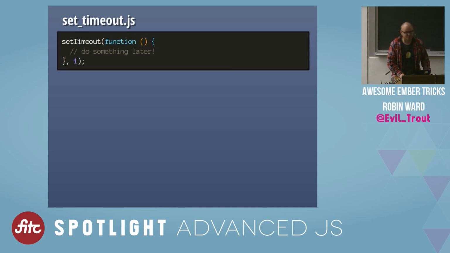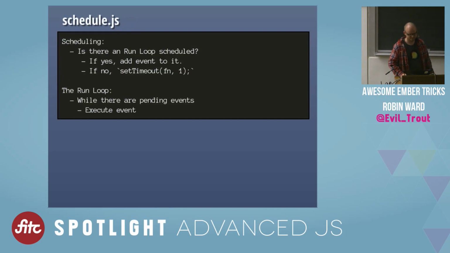Have you ever done something like this in JavaScript? If you do a set timeout with 1, it'll run this code after the next event loop. You can use it to create your own run loop. If you were creating your own run loop, you could do it like this. You can say, is there a run loop scheduled? If yes, add an event to it. If not, set timeout for the future.